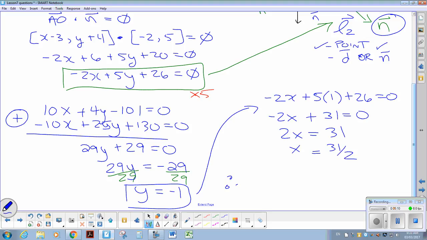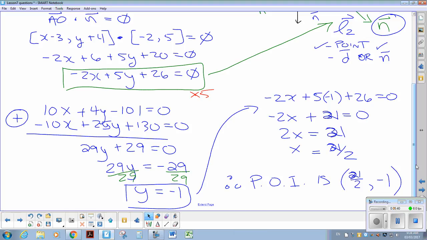So I get, therefore, the point of intersection is, and I'll write it as a coordinate, (21/2, -1). Anyway, if you have any other questions, or I made another mistake, hopefully you caught it, but I don't know if that's the correct answer or not. But that is the process. So hopefully that makes sense. If you have any questions, let me know.